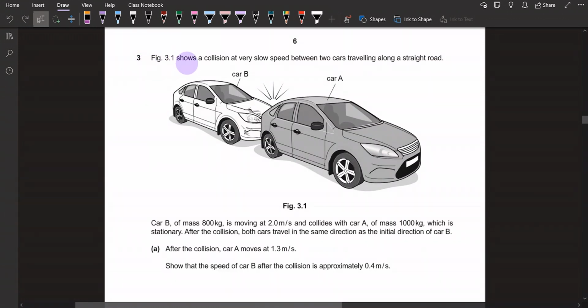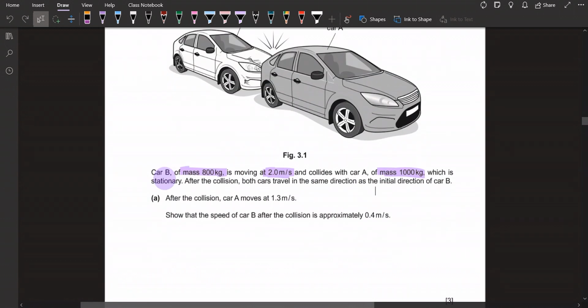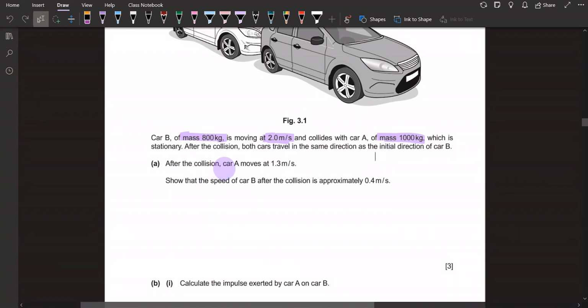Question number 3. Figure 3.1 shows a collision at very slow speed between two cars traveling along a straight road. Car B of mass 800 kg is moving at a speed of 2 meters per second and collides with car A of mass 1000 kg, which is stationary. After the collision, both cars travel in the same direction as the initial direction of car B. Part A says after the collision, car A moves at speed this. Show that the speed of car B after collision is approximately 0.4.